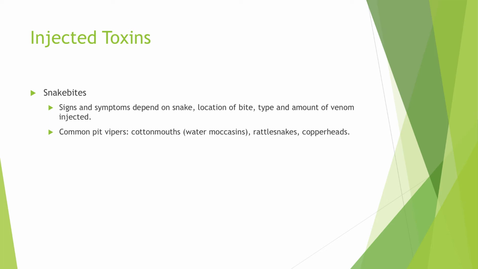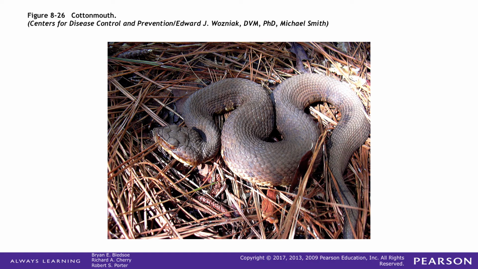Snake bites. Depends on the state where you're at, location of the bite, and the amount of venom. Common pit vipers like cottonmouths, water moccasins, we do have them around here. We may have some rattlesnakes or copperheads around the area too, in the wooded area, so you have to be careful. Here's a cottonmouth. You can't really see their mouths open up there, and it's all extremely white. But you look at the viper head, and it has that kind of triangle-shaped head, and that really tips you off.